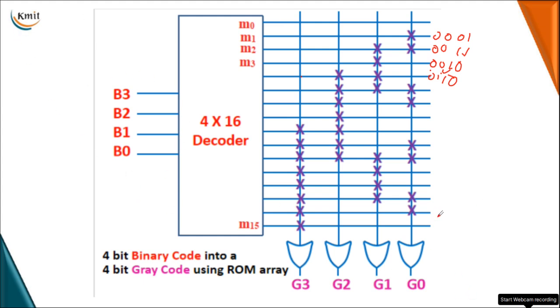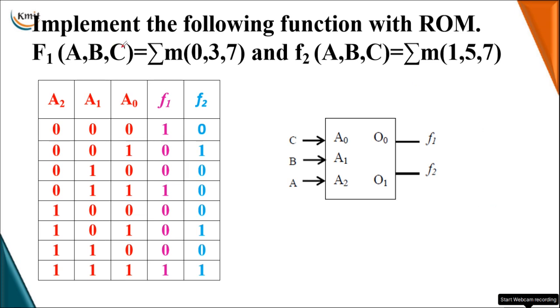In the same manner, you can also implement different Boolean functions using your PROM. So now your function F1 of A, B, C is equal to sigma m of 0, 3, 7, and F2 of A, B, C is equal to sigma m of 1, 5, 7. So now we write the truth table, where F1 has the minterms 0, 3, 7, so we provide the functional values as 1 for minterms 0, 3 as well as 7.